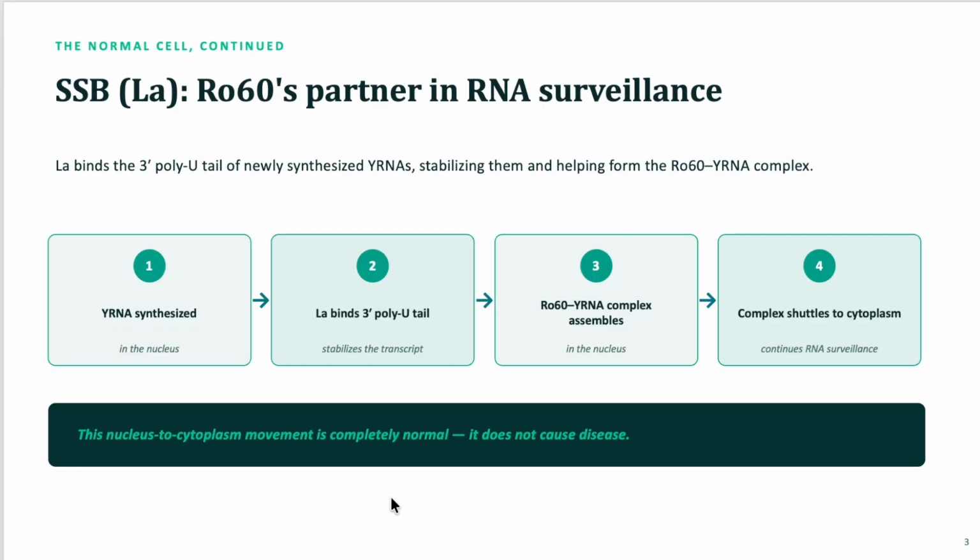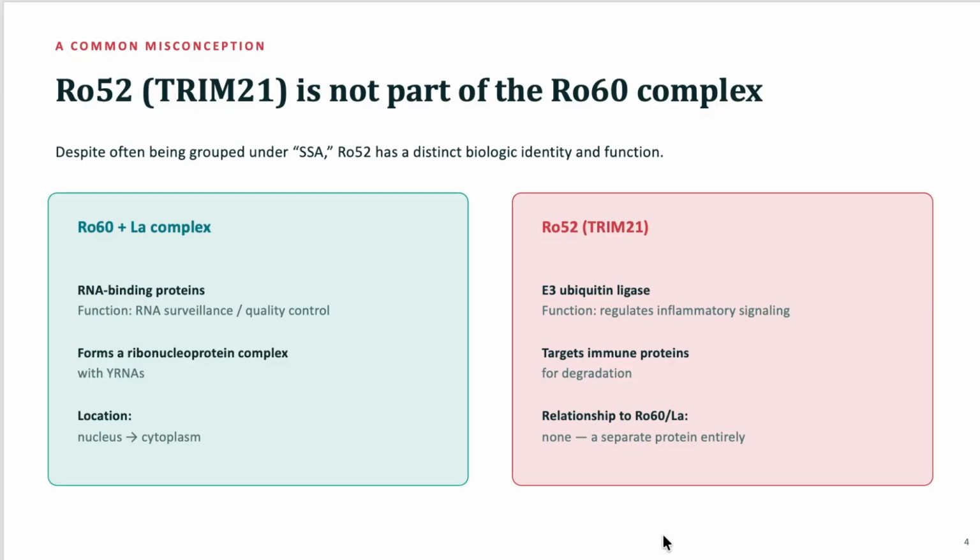response. All right, so basically SSB, what is that, right? So that's Ro60's partner. It's also called La, and it binds the 3' polyuridine tail of newly synthesized yRNAs. So what that does, that stabilizes them and helps them form the Ro yRNA complex. Now this complex assembles in the nucleus and then it gets shuttled to the cytoplasm, and that's where RNA surveillance continues. So what's important is that the movement itself going out from the nucleus to the cytoplasm, that's normal. That doesn't cause disease.